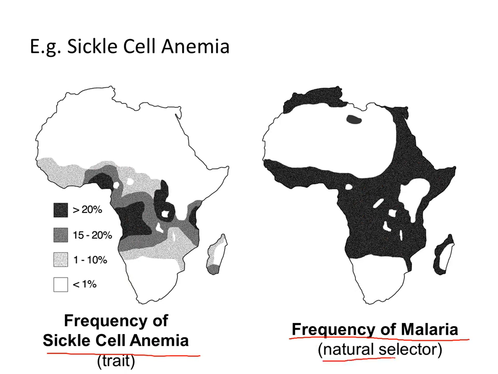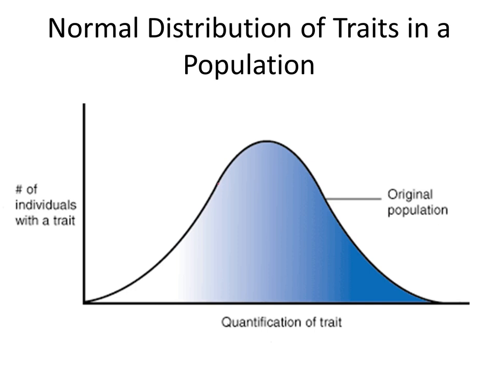So the environment selected for people who have this particular mutation, and therefore it makes sense that if you live in an environment where malaria is prevalent, there would be a higher incidence of sickle cell anemia because there's actually an advantage to being a carrier for that trait in an environment where malaria is prevalent. The mutation is random. The environment then selects for those mutations.